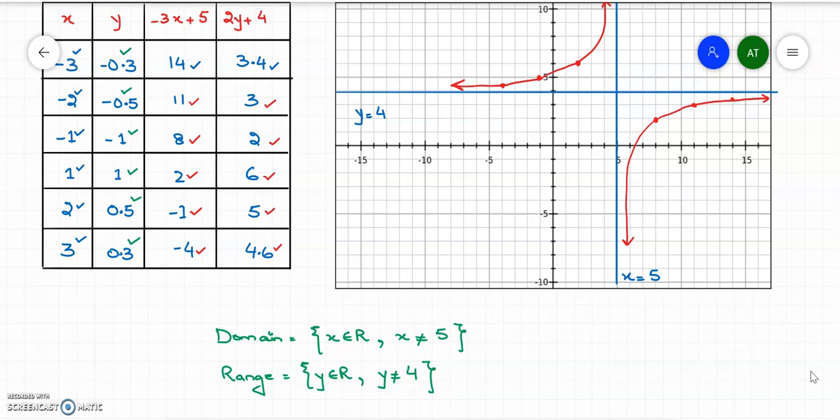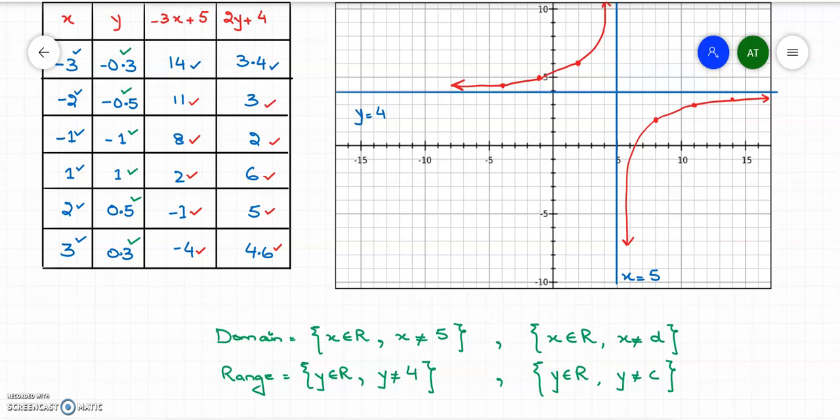So for the domain and range of the base function, we can also find them out. For the base function, the domain is x belongs to real numbers and x is not equal to the d value, or the vertical asymptote. And for the range, y belongs to real numbers and y is not equal to the c value, or the horizontal asymptote, right?